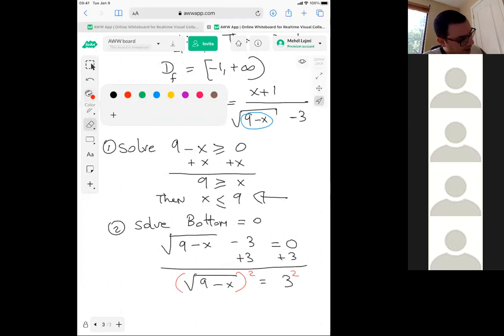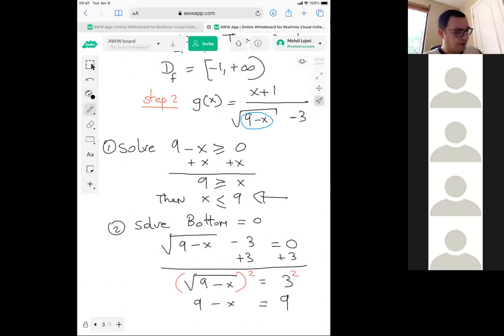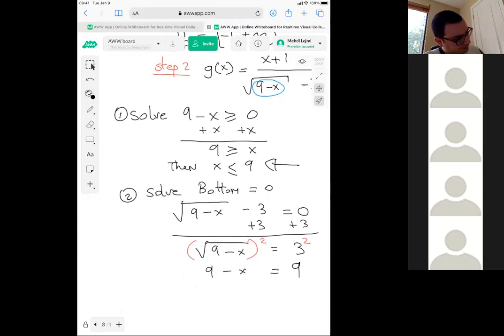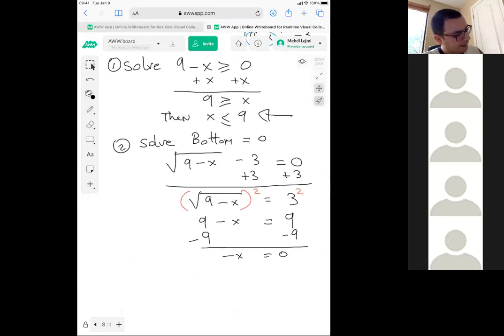And then that will be 9 minus x equal to 9, because 3 squared is 9. Subtract 9 both sides. So then it's minus x equal to 0. And of course, you can just divide by -1, let's say, over -1 over -1. And so x would be just 0 over -1, which is 0. So x is 0.